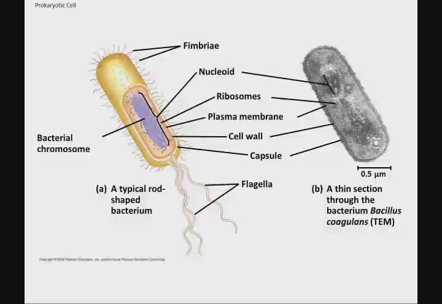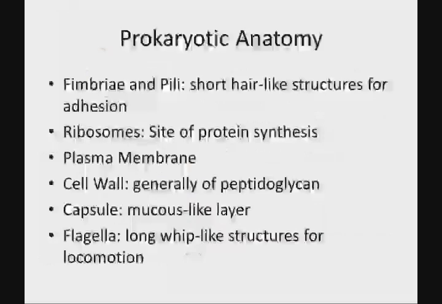Now, this is something you should become familiar with. This is a diagram you should be able to sketch out, and all the different components of this prokaryotic cell are listed on this next slide. So the fimbriae, or the pili, short hair-like structures for adhesion. Some bacteria have these, some do not. All have ribosomes. This is the site of protein synthesis. All have a plasma membrane. Most have a cell wall.